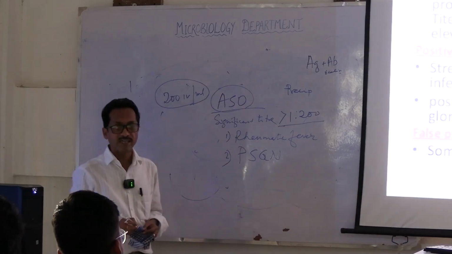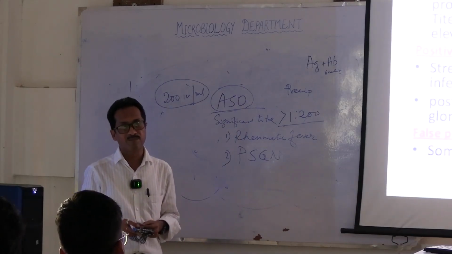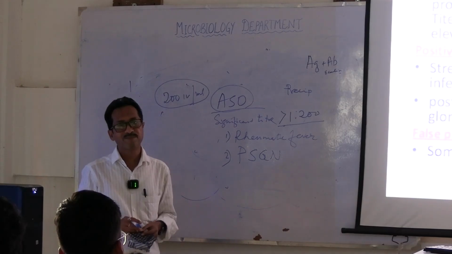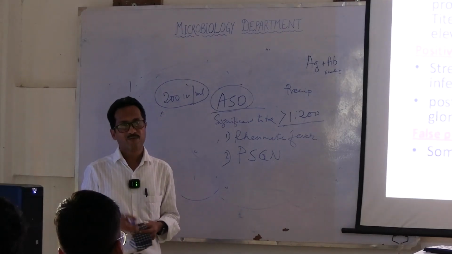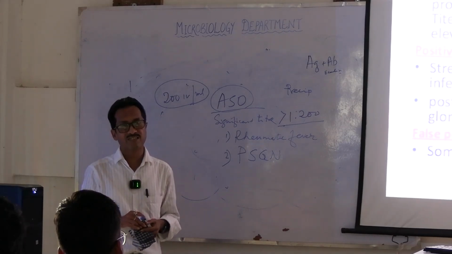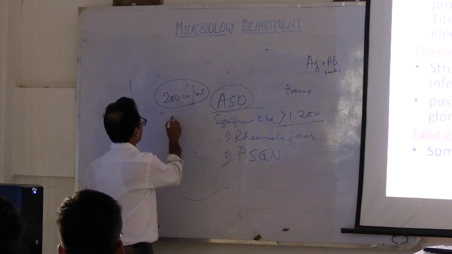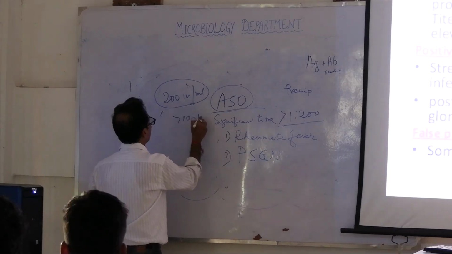In rheumatoid factor, what is the significant value? What you were mentioning initially, rheumatoid arthritis, there it is more than 10 international unit per ml.